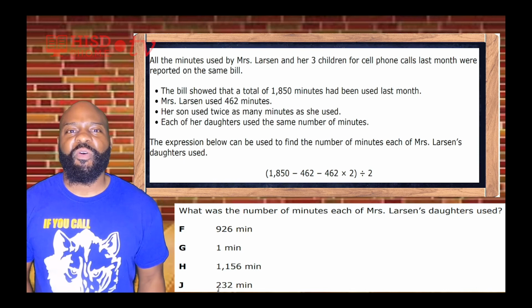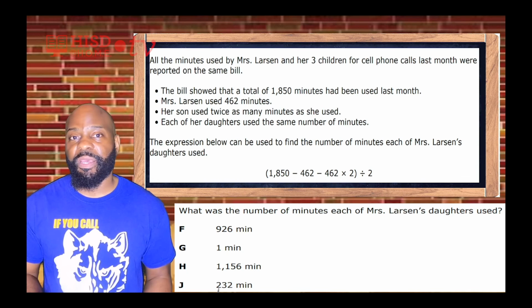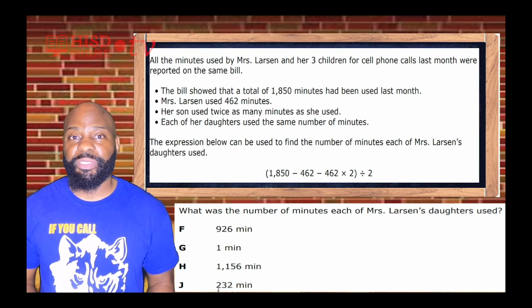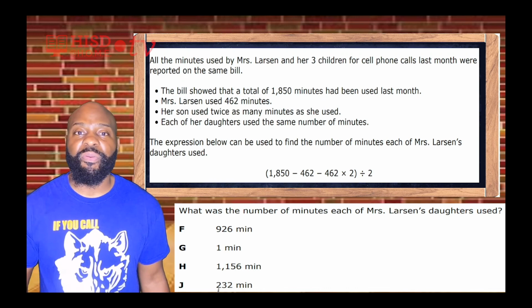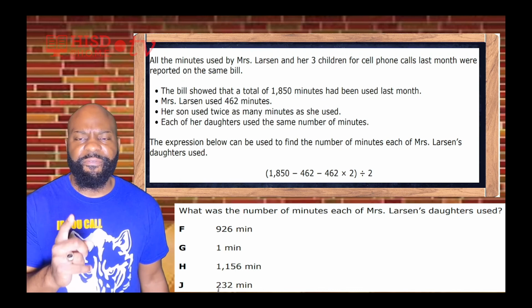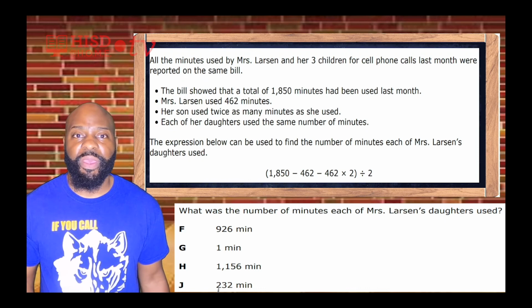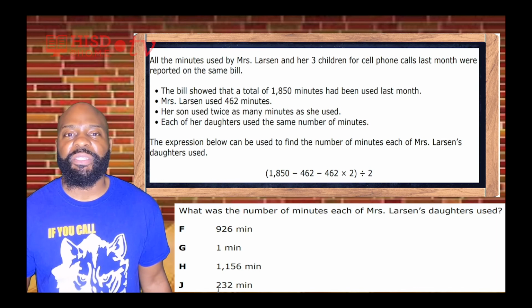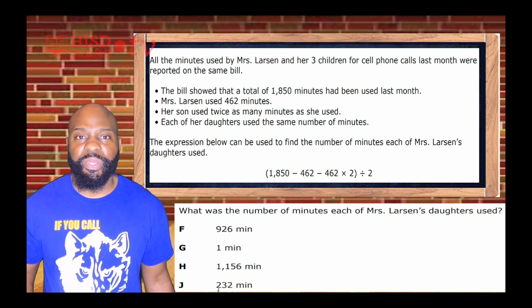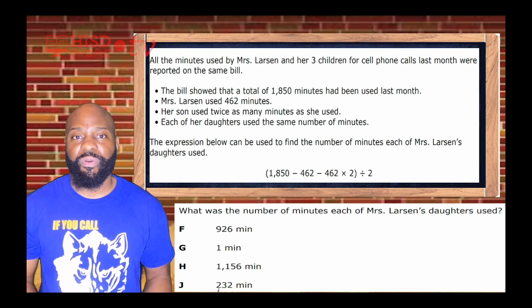So I'm looking at this problem and I automatically say to myself, well, I already know the first step would be parentheses since I have a parentheses in my expression. Now, mind you, all problems will not have a parentheses. So when you do have a parentheses, you be sure to solve that first. So I also see in the parentheses that I have a multiplication sign, okay? And we know that multiplication in any form or fashion comes before addition and subtraction. So therefore, I'm going to multiply those two numbers, 462 times 2, and I get 924.